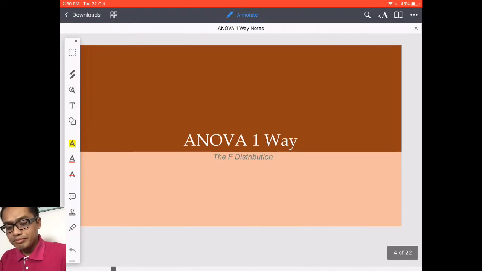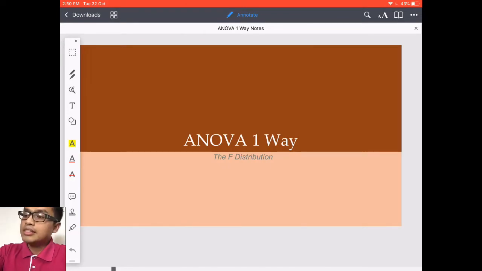ANOVA 1 way is called F distribution because in this statistical analysis, we are not going to find T0 or Z0 anymore. We are going to find F0. It is created by a person called Dr. Fisher during the booming industry in the US. So he created this to compare between groups.